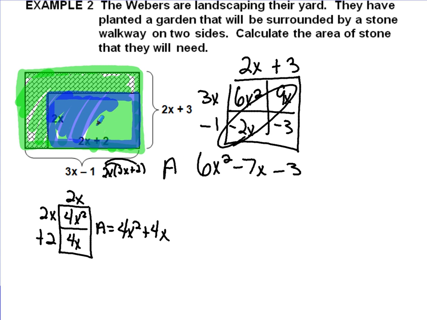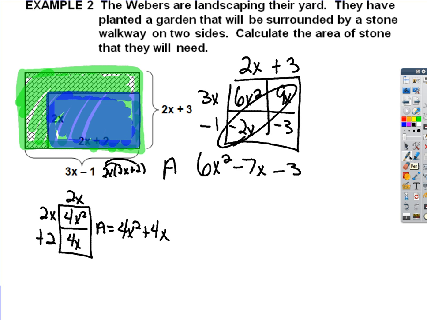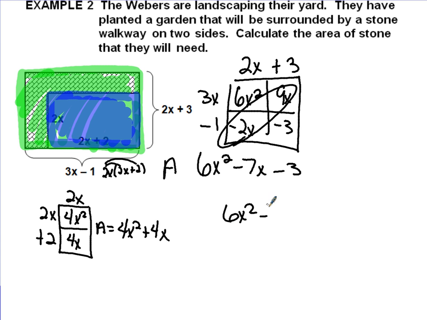So if I subtract them, what I will have left is just the outer green region. So I'm going to do that. I'm going to take my first one, 6x squared minus 7x minus 3, and I'm going to subtract the 4x squared plus 4x. Remember, I'm subtracting the whole equation. Let's look. I made a mistake right here. Negative 2 and 9. That's a positive 7, so that should be a positive 7 too.